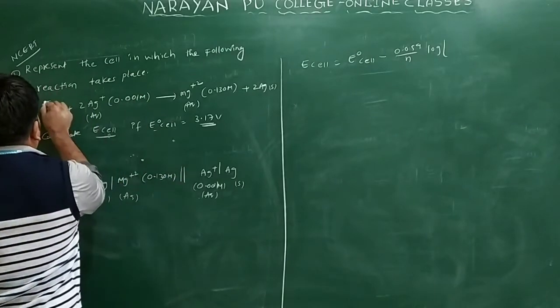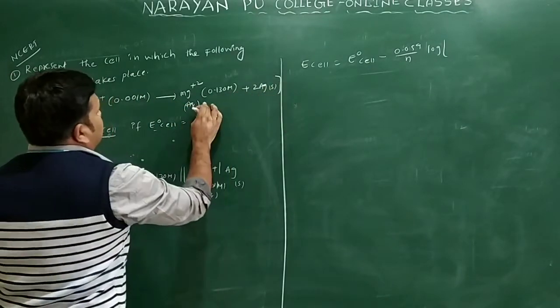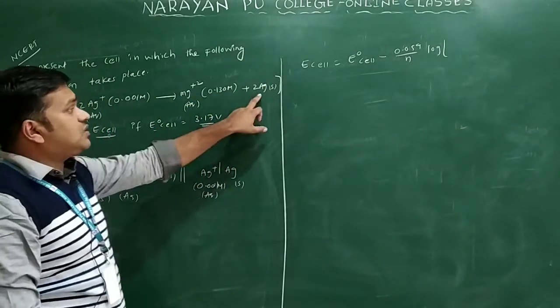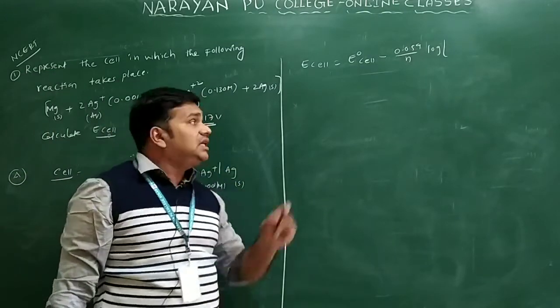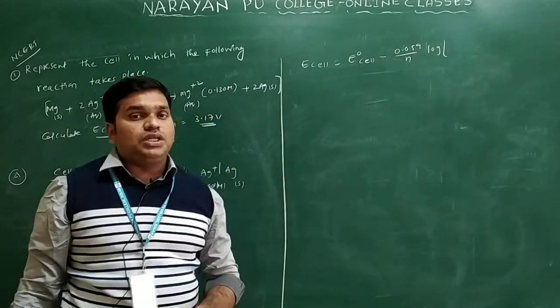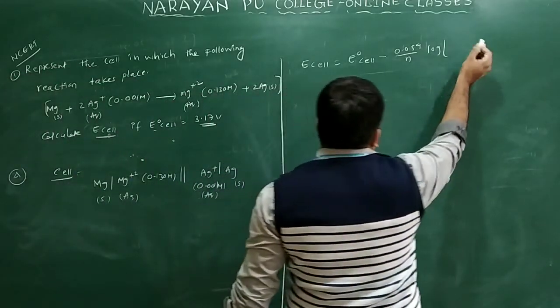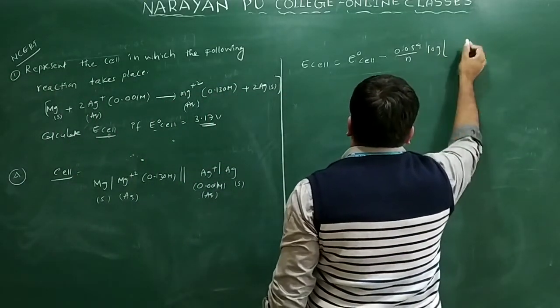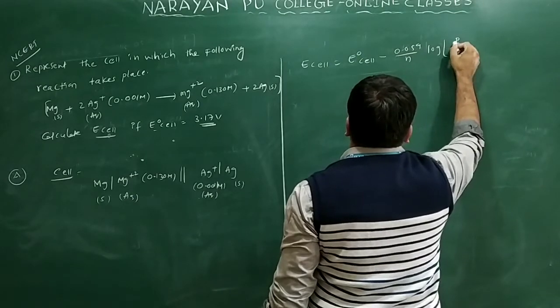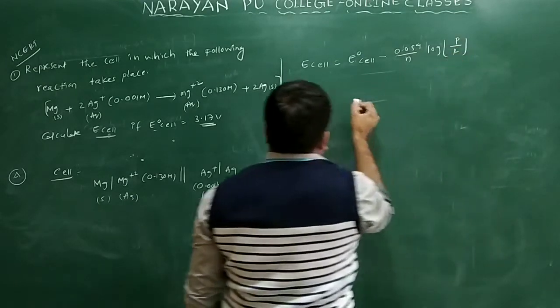If you observe the cell reaction, which one is product here? These two are the products only, but the concentration of one is what? One only, because it is in the solid state only. Then what do I want to take here? Mg plus 2 only. So I will write products by the reactant. Otherwise you can apply it for this one.